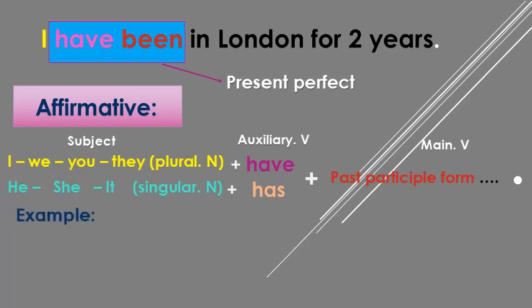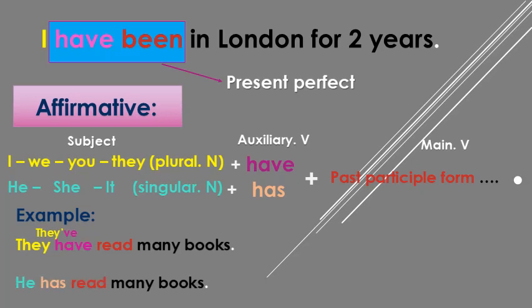So here we have an example. They have read many books. So here we add have. Why? Because the subject is plural, لأن الفاعل جمع, and here it is the past participle form read, and we can contract it to they've read.